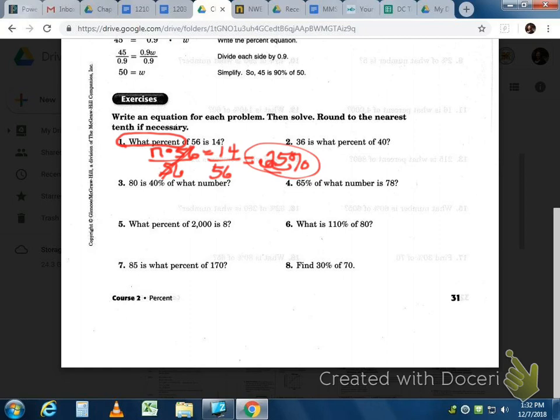Is there any way we could check and see if we're right? Yes. How could we do that? 0.25 times 56. Exactly right. Didn't we do that earlier in the week? 0.25 times 56. And we could check to see if it's 14. So you can always check your answer. All right, let's look at number 3. It starts off with 80. So that's where I'll begin, 80. What goes in place of is?